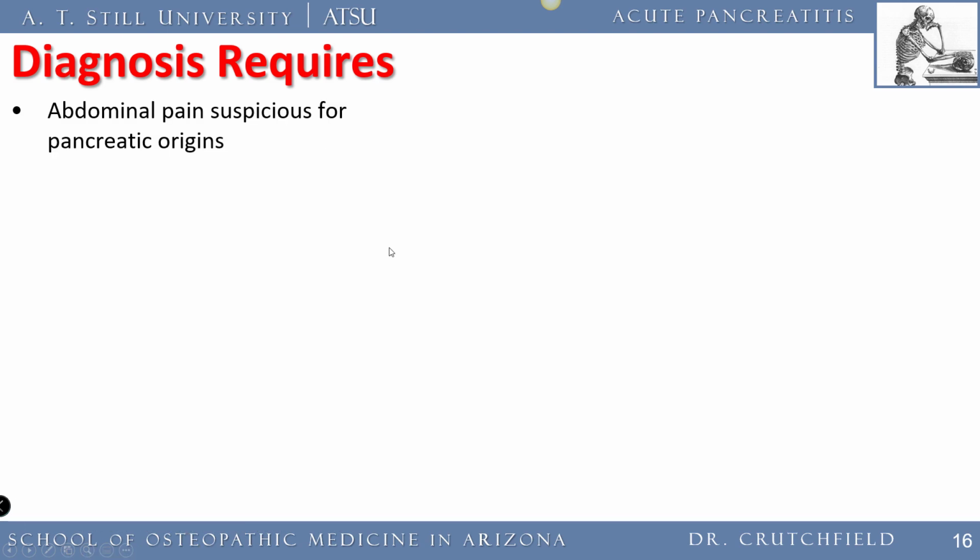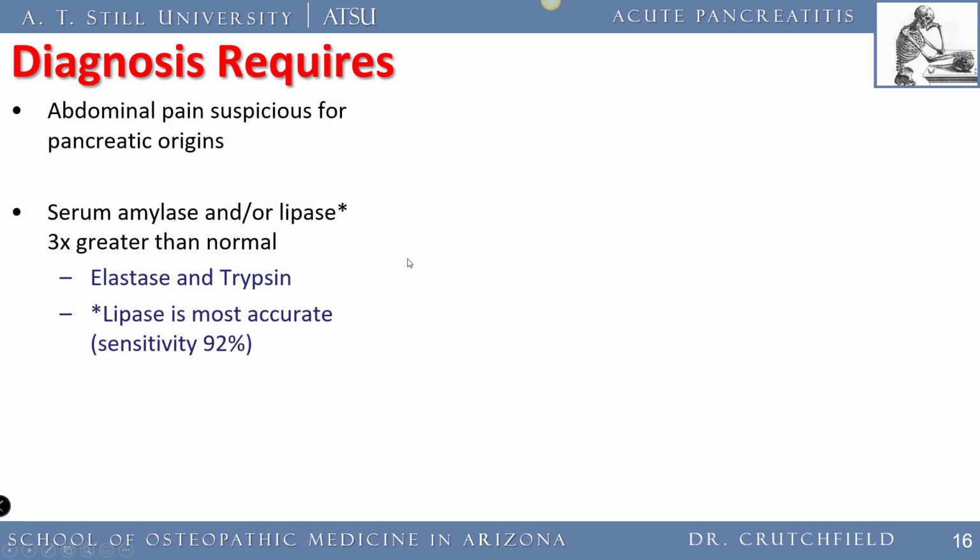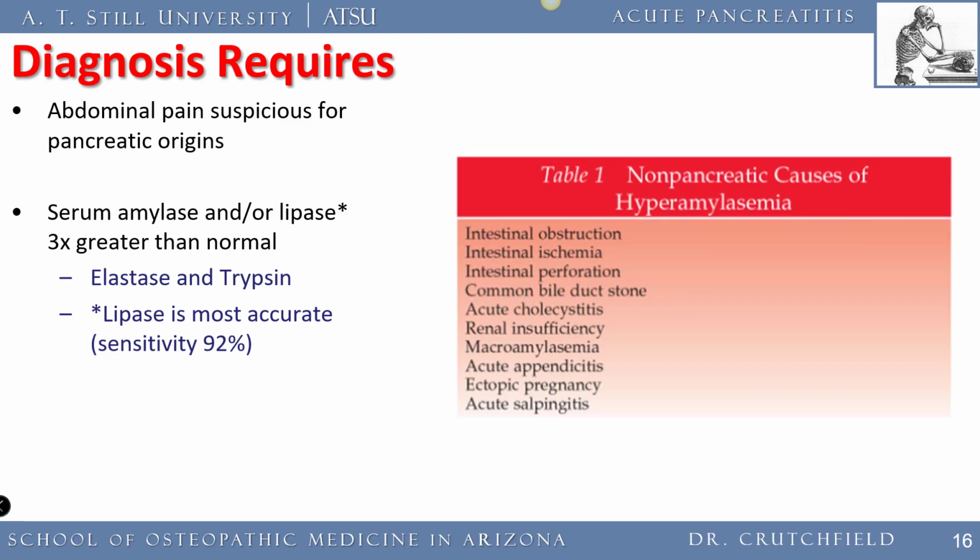So the diagnosis requires, obviously, abdominal pain suspicious for pancreatic origin. And normally on a series of blood tests, the amylase and lipase will often be 3 times higher than normal. Now, that's not written in stone. It can be a little bit, just a few hundred points higher, or it can be in the thousands. Lipase, again, is the most sensitive indicator with a sensitivity of 92%, much more so than the amylase. And the reason for that is because all of these diagnoses here can also have hyperamylasemia.